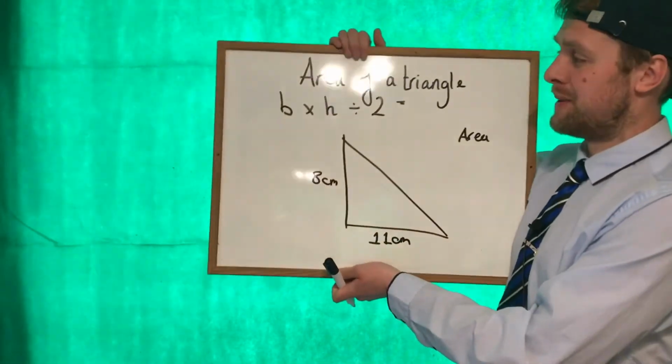Maths now, and we have looked at perimeter, we have looked at area of both rectangles, squares and compound shapes. Now it is time for us to look at the area of triangles. How do we work out the area of triangles? So I have an example here for us.